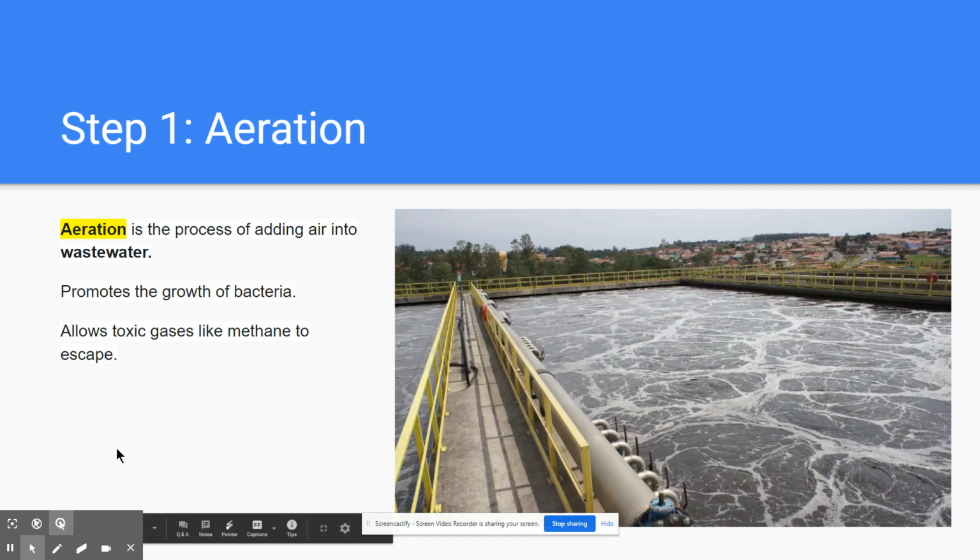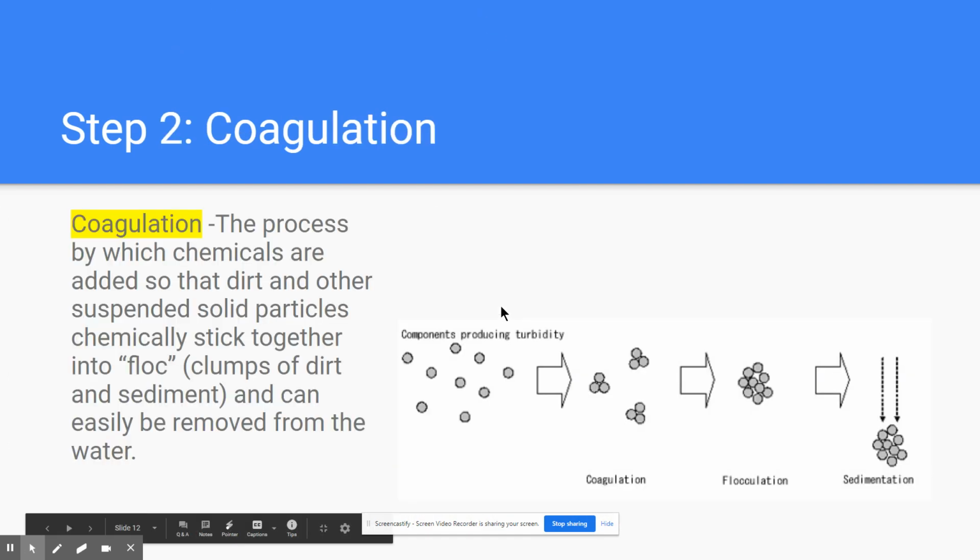Let's move on to step 2. So this is a big word, coagulation. It's pronounced just like it's spelled, coagulation. This is the process by which chemicals are added so that dirt and other suspended particles stick together to form what is known as flock. Flock is a vocabulary word. These are basically clumps of dirt.